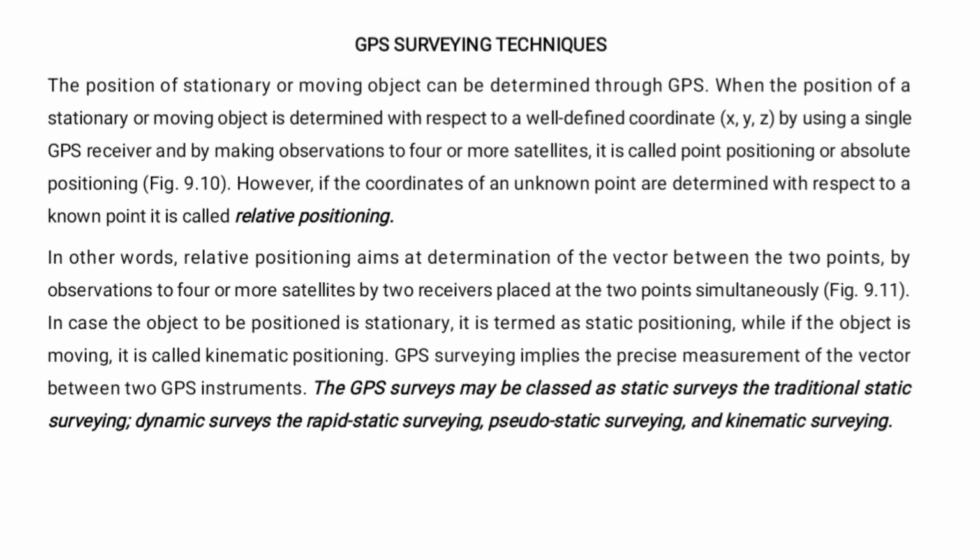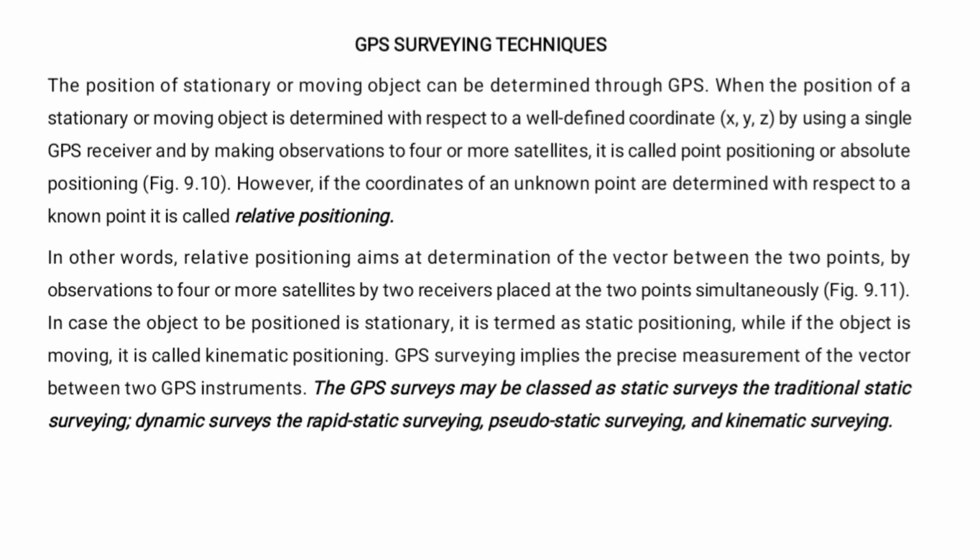GPS surveying techniques. The position of a stationary or moving object can be determined through GPS. When the position of a stationary or moving object is determined with respect to a well-defined coordinate system XYZ by using a single GPS receiver and by making observations of 4 or more satellites, it is called point positioning or absolute positioning. However, if the coordinates of an unknown point are determined with respect to a known point, it is called relative positioning. In other words, relative positioning aims at determination of the vector between the 2 points by observation of 4 or more satellites by 2 receivers spaced at the 2 points simultaneously.